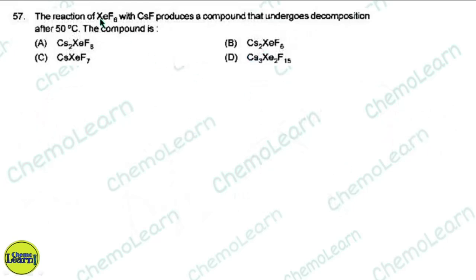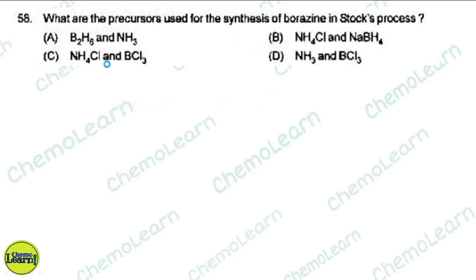The reaction of XeF6 with CsF produces a compound that undergoes decomposition above 50 degrees centigrade. The compound is what? Well, we have the reaction XeF6 plus CsF, cesium fluoride, giving rise to the complex compound CsXeF7. So option C will be the right one.